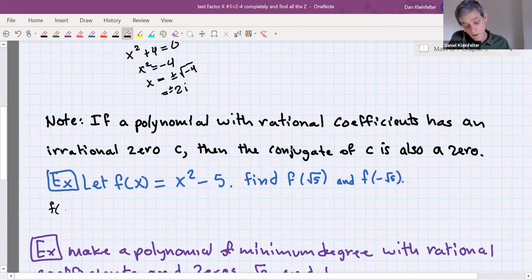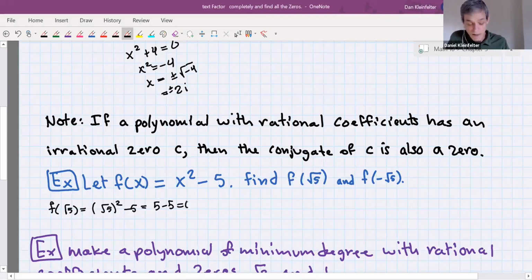So f of square root 5 first. That will be the square root of 5 squared minus 5. The square root of 5 squared is 5. And so we have 5 minus 5, or 0. So the square root of 5 is a 0. So I don't have to do any work. I could just say, okay, well, f of minus square root 5 is going to automatically be a 0 also.